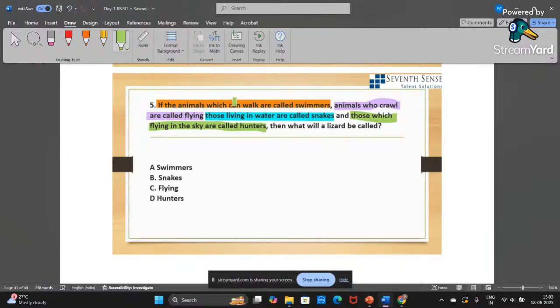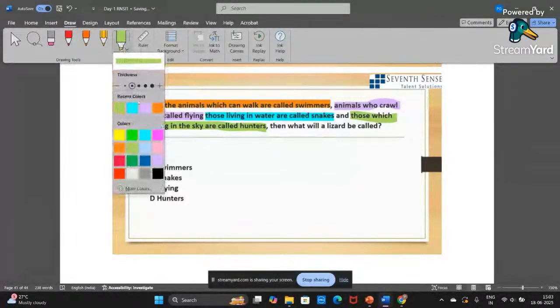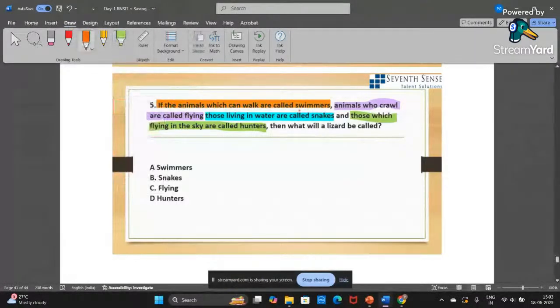So a lizard will crawl, right? So what is it called? The animals who crawl are called flying. So flying is your answer. Let us take an example of a tiger. For lizard, the answer is flying. For tiger, a tiger will walk, so it is called a swimmer. For tiger, it is swimmers.